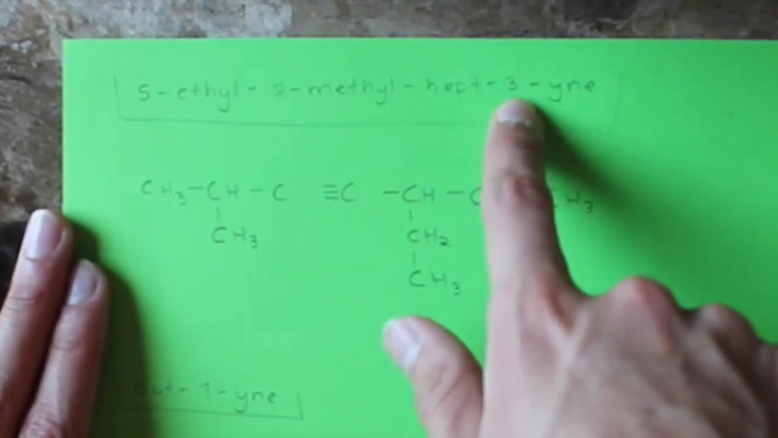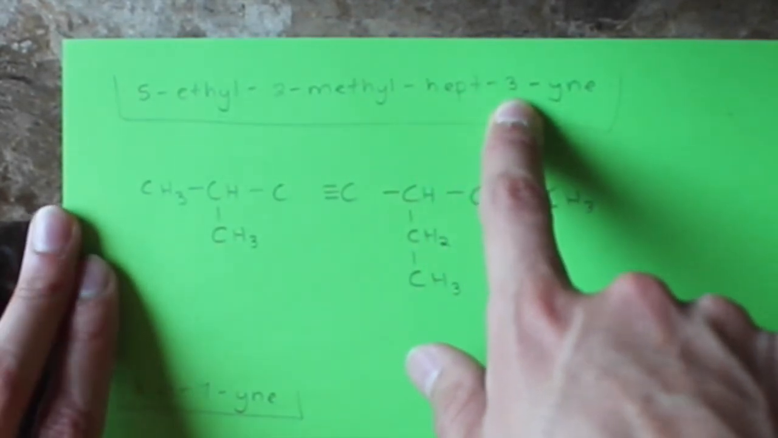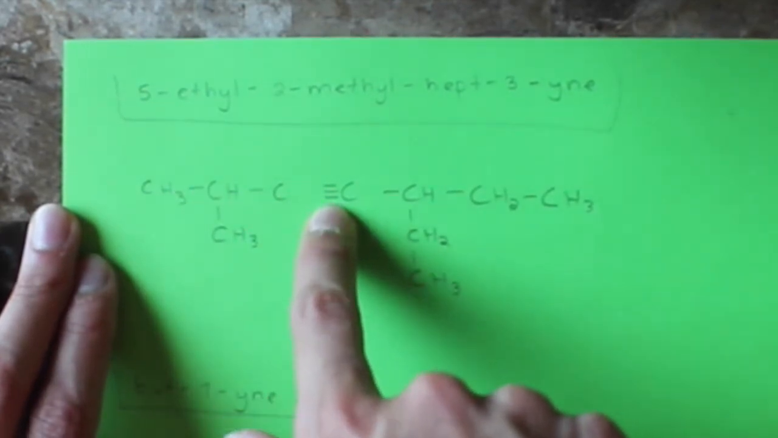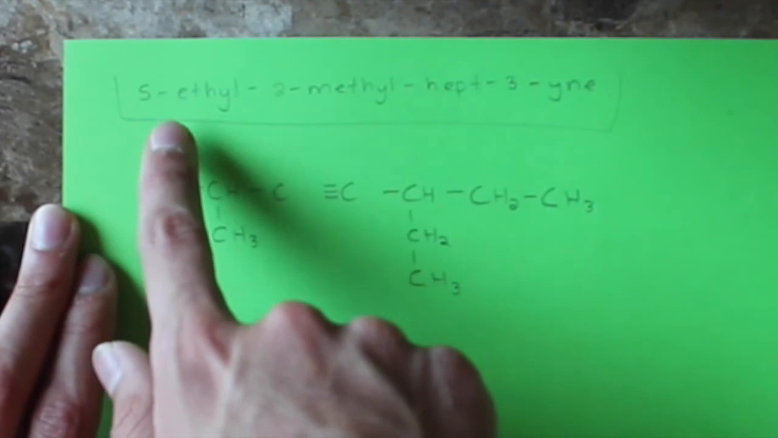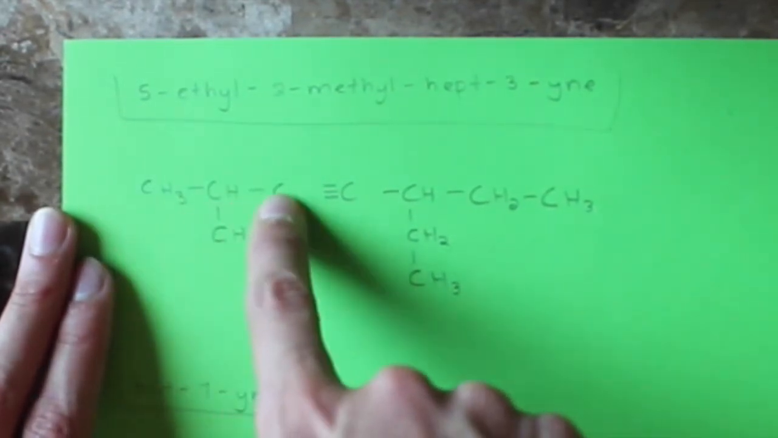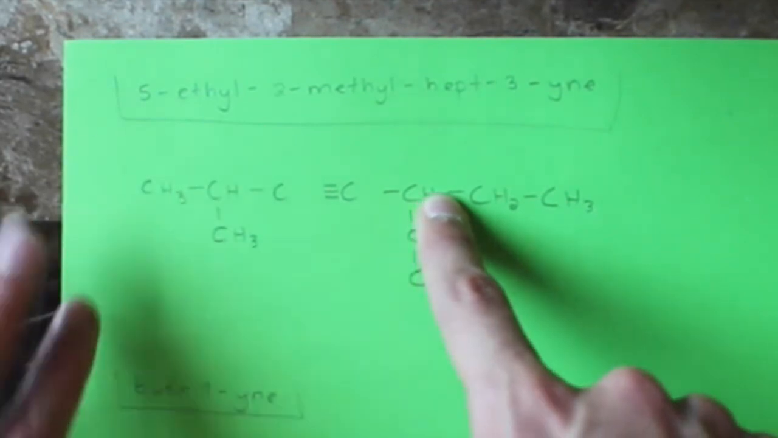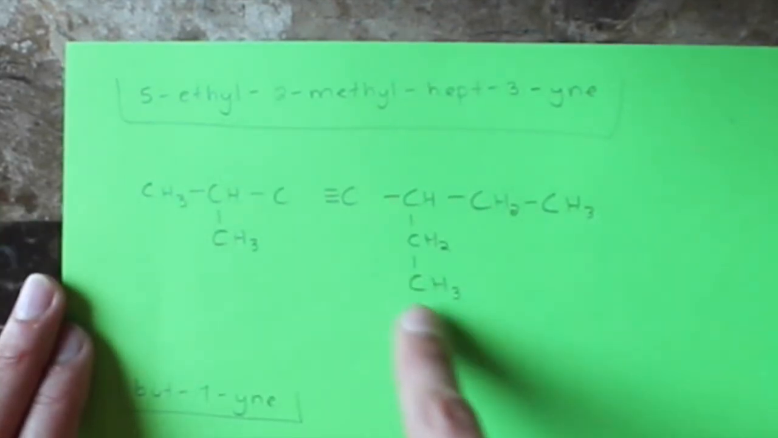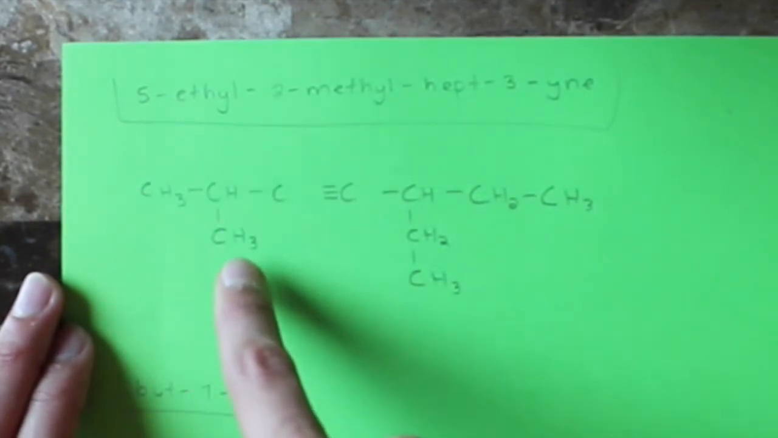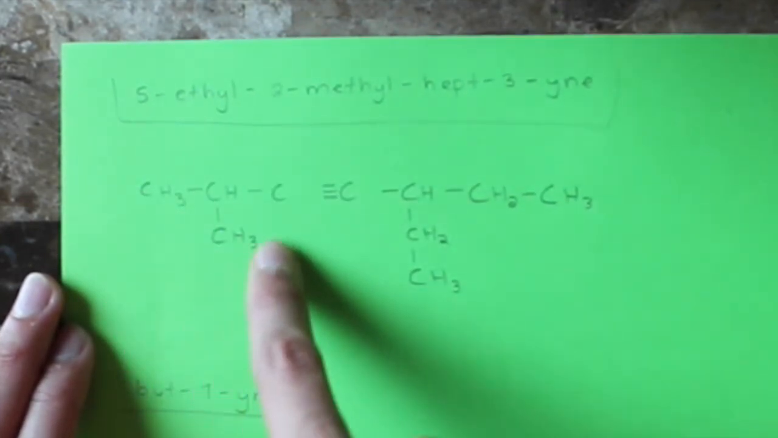Then thanks to this 3 number, we know that 1, 2, 3, in the third carbon there is a triple bond. And now we go to our branches. In the carbon number 5, 1, 2, 3, 4, and 5, we have an ethyl. There it is, our branch ethyl. And in the carbon number 2, 1, 2, we have our branch methyl.